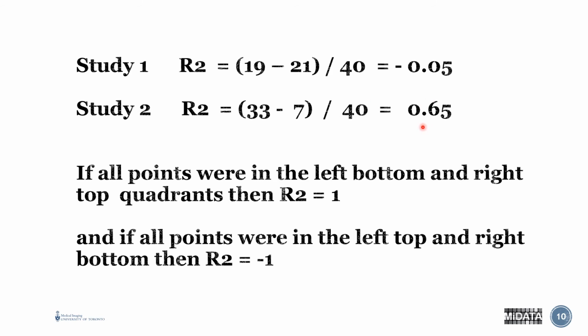we get 0.65. Now it's interesting to note, if all points were in the bottom left and top right quadrants, then the statistic that we're creating here, R2, would be equal to 1. And if all points were in the top left and bottom right, then R2 would be equal to negative 1. So this is starting to look, I'm sure, very familiar to you. And we're going to now just polish it off in the next.